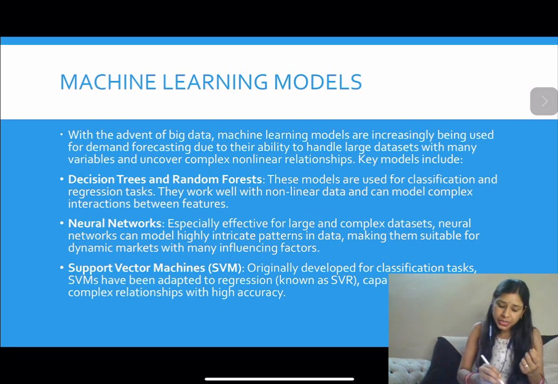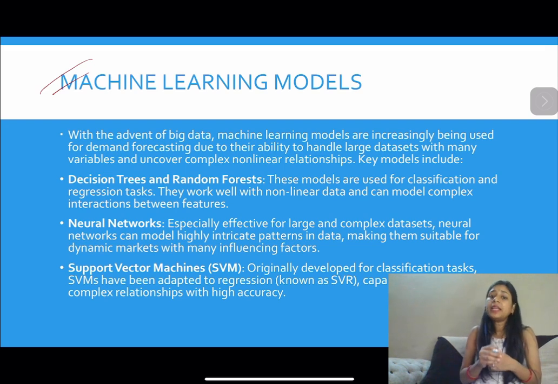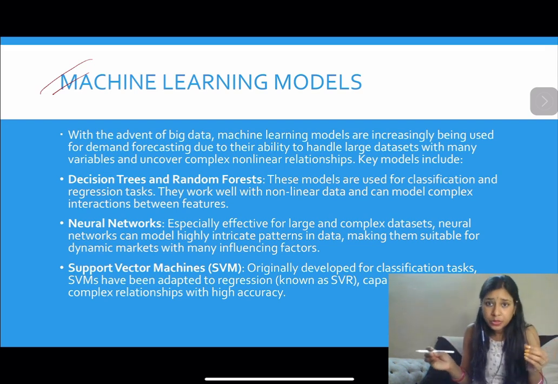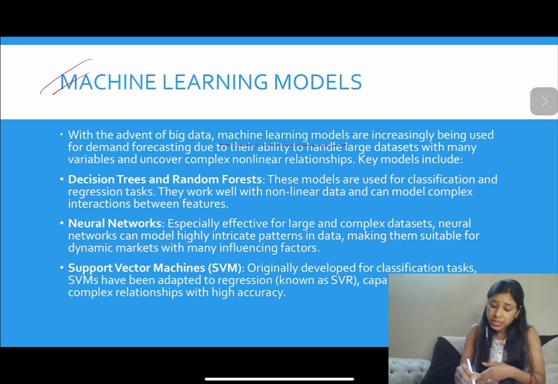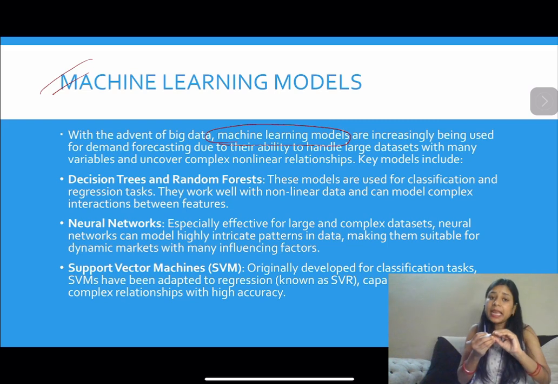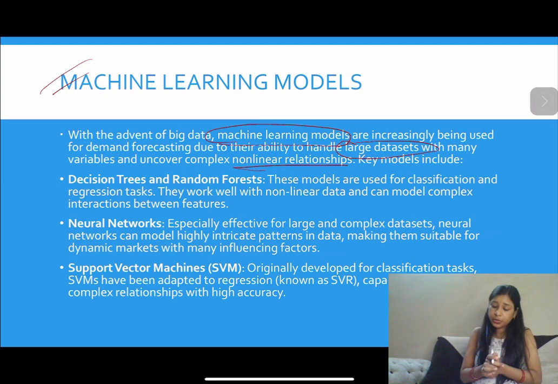The next is the machine learning model. Nowadays, when we are using big data and complex algorithms, companies generally go for machine learning models, because they help in accurate demand forecasting. They take up the real data, a large set of data and all the variables, and complex and non-linear relationships are also taken into account. One example of this is the decision tree.